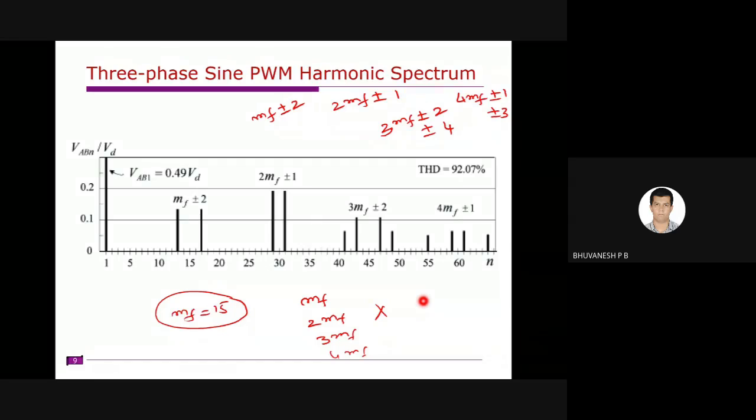This is the harmonic spectrum for the sine PWM technique. You have no harmonic at MF, 2MF, 3MF, or 4MF, only these sideband harmonics. For example, if you consider MF equal to 15, this is the 13th order harmonic and this is the 15th order harmonic. Similarly, this one is the 29th order harmonic and this is the 31st order harmonic. Clear?